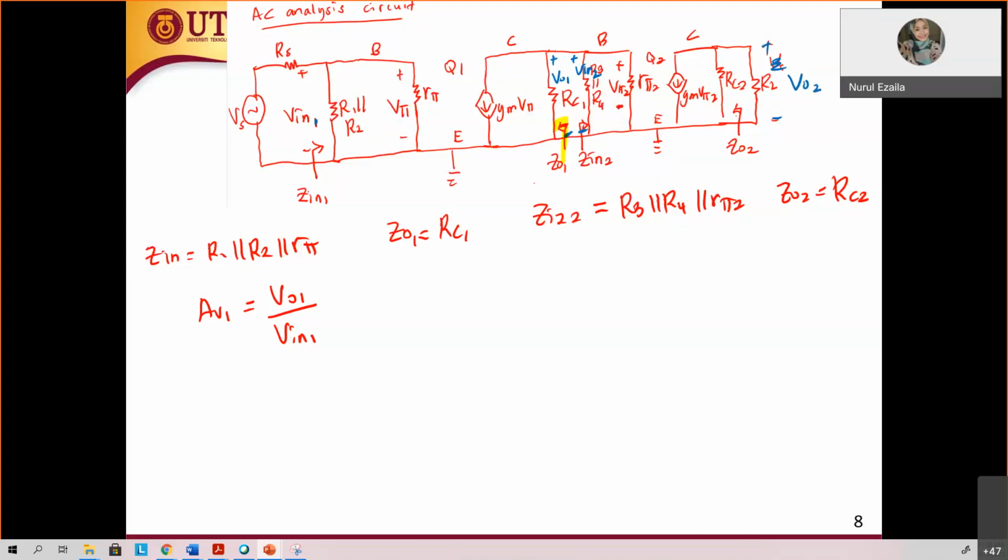So what is AV1? Someone? AV1 is V out 1 over V in. So what is V out 1?